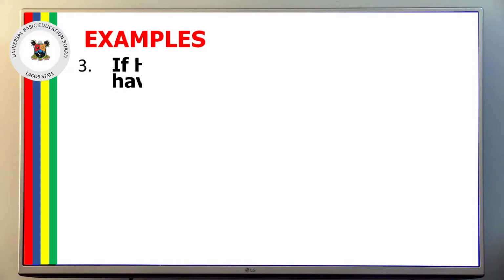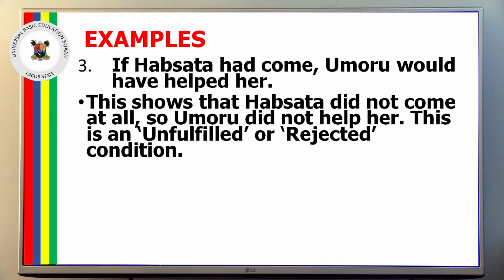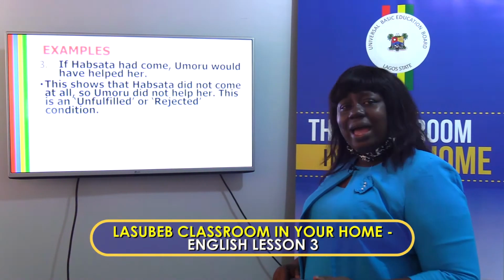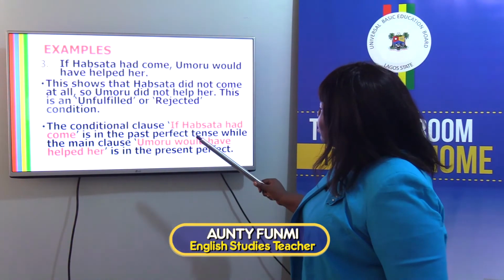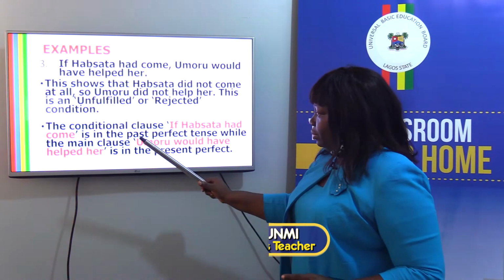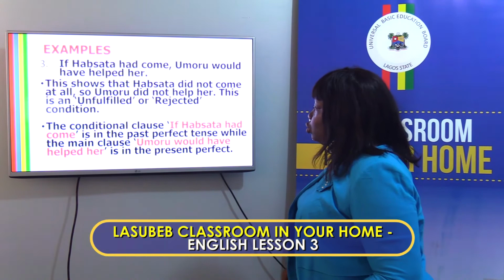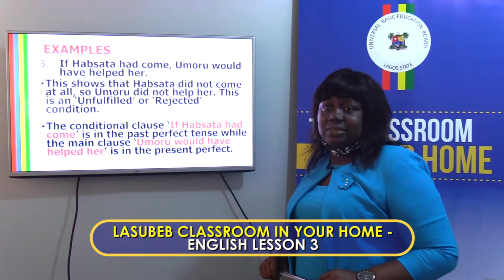Let's move on. If Absata had come, Umoru would have helped her. This shows that Absata did not come at all, so Umoru did not help her. We call this unfulfilled or rejected condition. I hope you're following me, children. The conditional clause, if Absata had come, is in the past perfect tense, while the main clause, Umoru would have helped her, is in the present perfect tense.